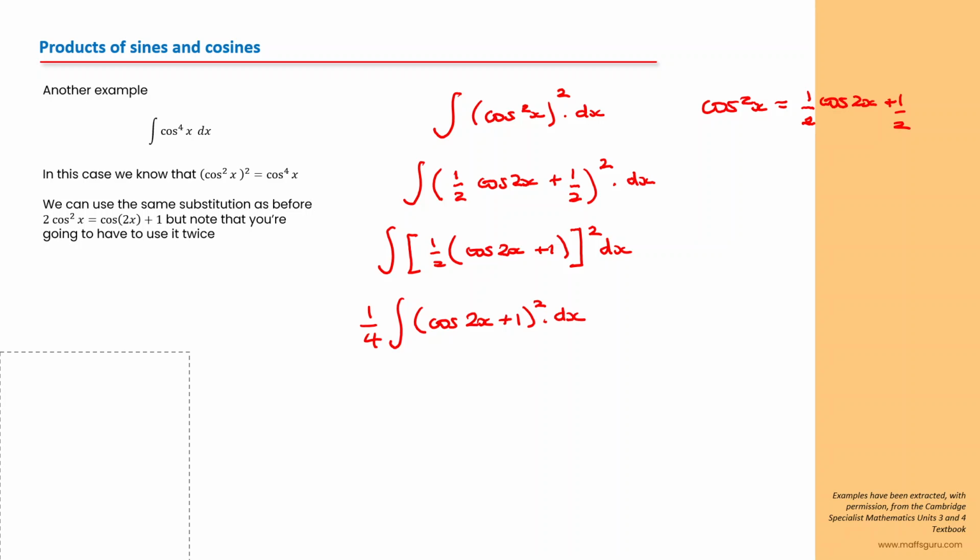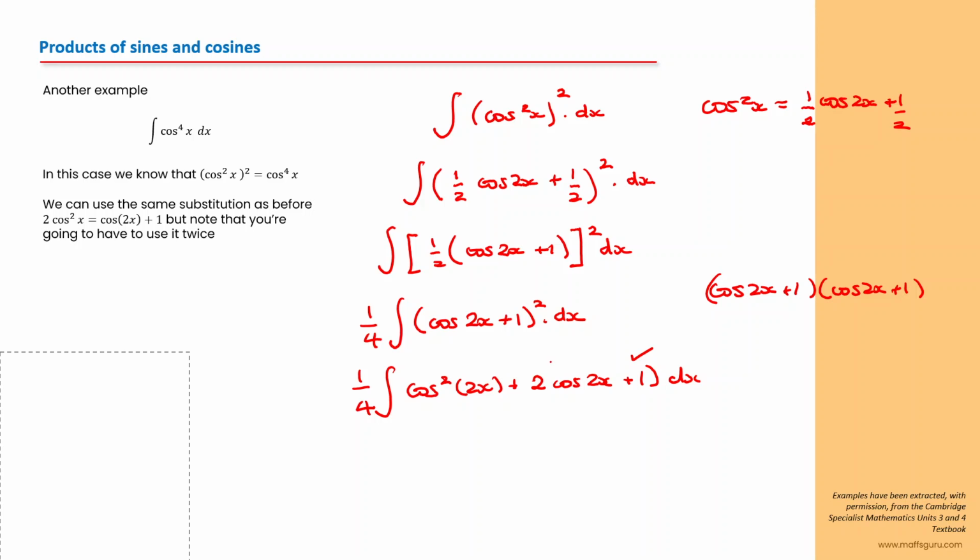That now makes my life a little bit easier. I'm now going to square that out. I'm literally going to go cos 2x plus 1 multiplied by cos 2x plus 1. So we get 1/4 integral of cos squared 2x plus 2 cos 2x plus 1 dx. Well, that's nice and integratable. Hold on a moment, that looks disgusting.